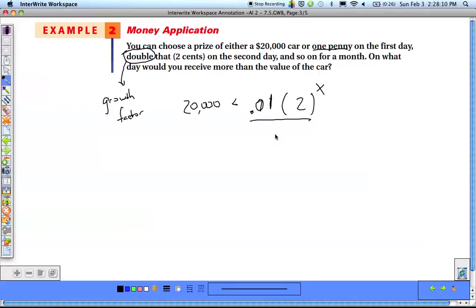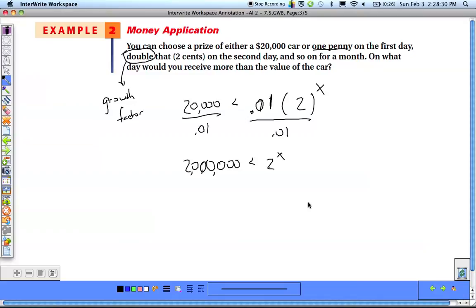We could just get rid of that 0.01. Simplify the exponential as much as we can. When we divide both sides by 0.01, that's going to take the 20,000 to 2 million. And that's still going to be less than the 2 to the x. And now it's just a matter of being able to solve this.